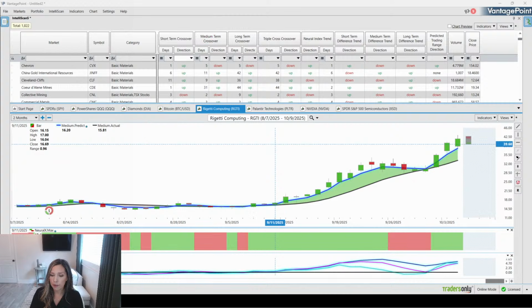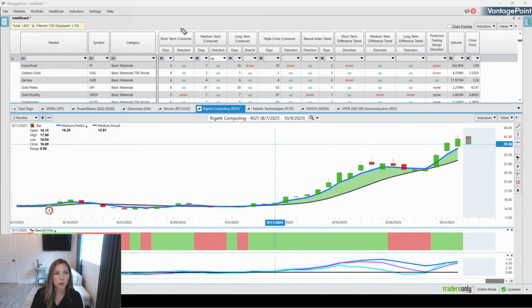So if we take that medium-term crossover, I gotta just grab my mouse instead of my pen. There we go. All right, so let's just set this directional component to up. All right, that's it. It's really that simple. The software is gonna do the work for you. So you have your medium-term crossover set to up. All right, now we have other time frames. Keep in mind, I said VantagePoint is very customizable.